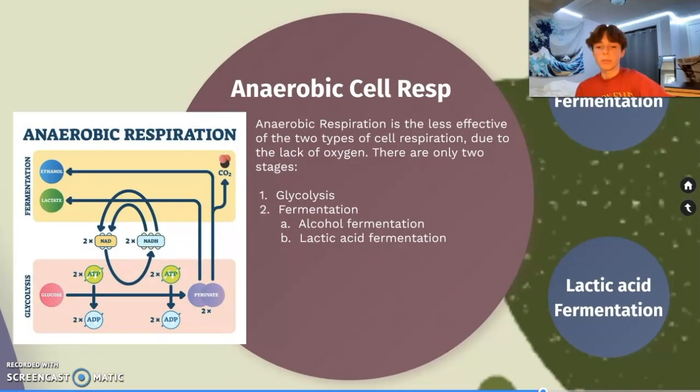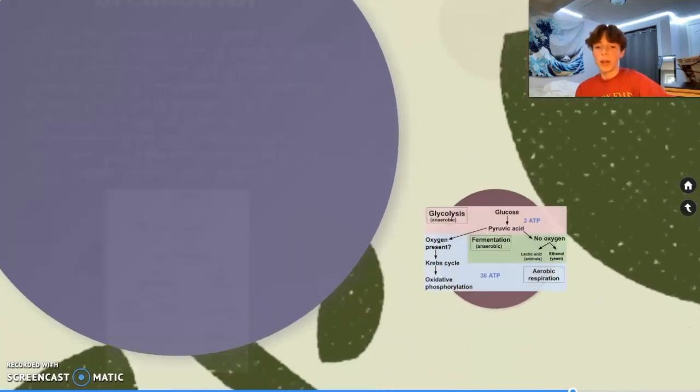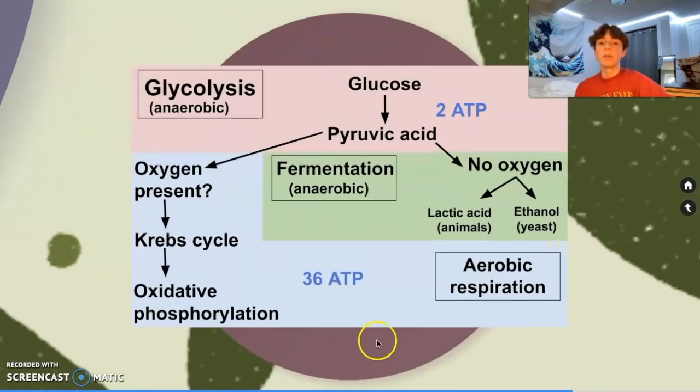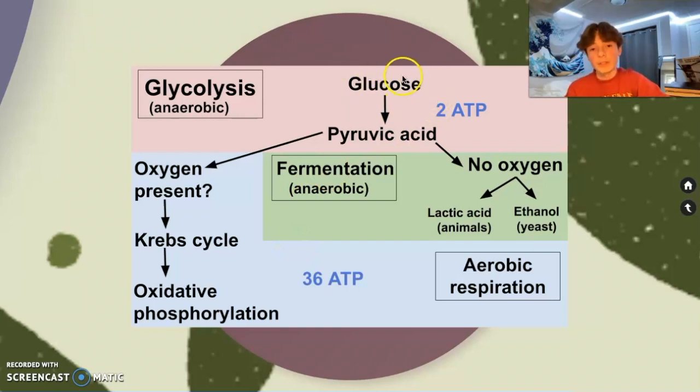So moving on to our overall diagram of cellular respiration. Here we're going to start at the very beginning with glucose, which is transferred into pyruvic acid because of glycolysis, which is an anaerobic process that happens in both aerobic and anaerobic respiration. The net gain of ATP from this process is 2.